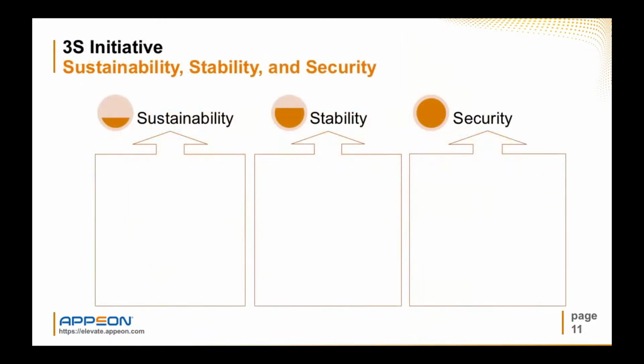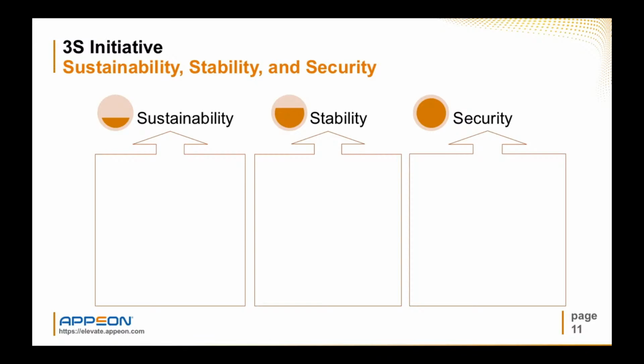3S initiative. Sustainability, stability, and security are very critical factors for many PowerBuilder customers, especially our Fortune 500 customers. We are putting great effort into ensuring our customers' mission-critical applications are reliable for years to come.